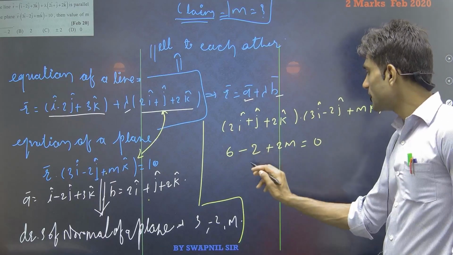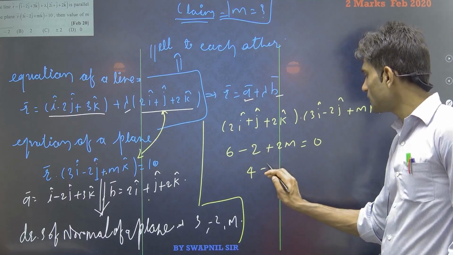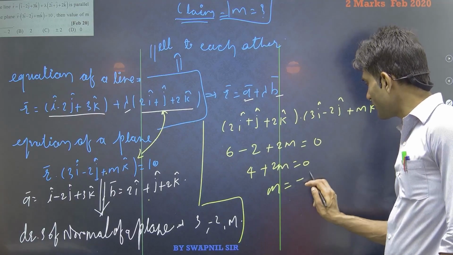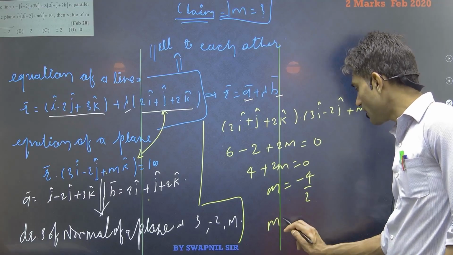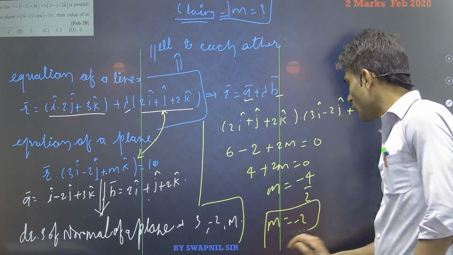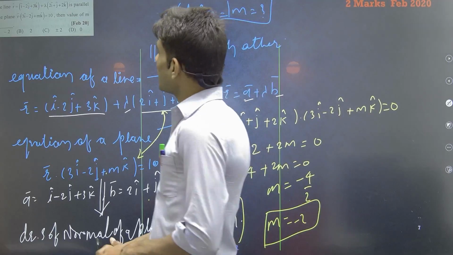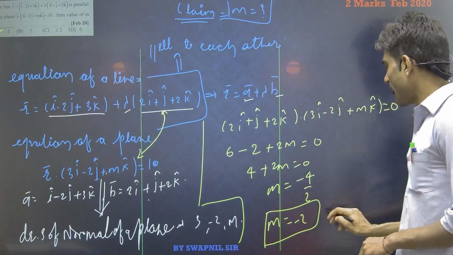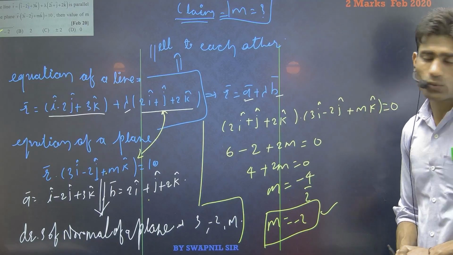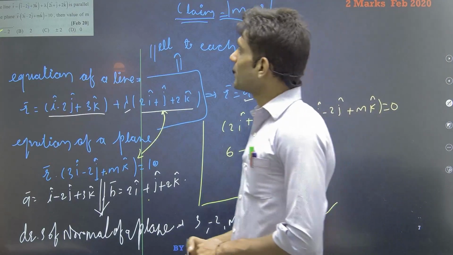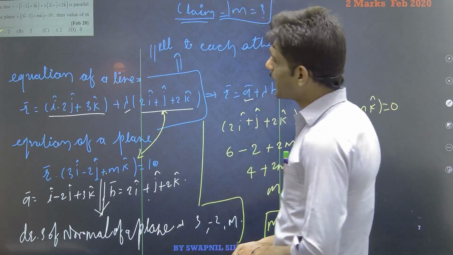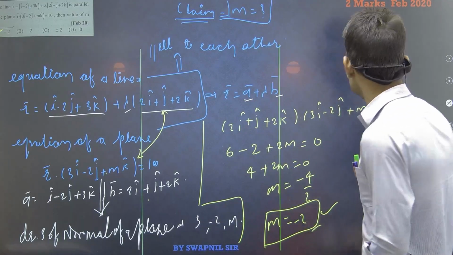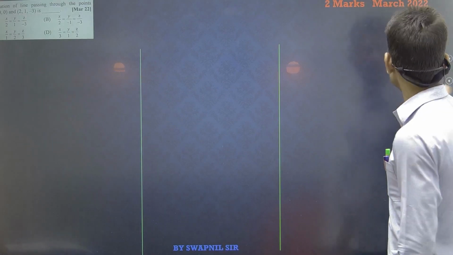So 6 minus 2, we can write as 4 plus 2m, which is equal to 0. So m is equal to minus 4 divided by 2, and we can write m is equal to minus 2. This one is our required answer. So our option A gives us m equal to minus 2, which is our required solution for our equation of a line. By using the equation of a line and a plane, I found the value for m as minus 2 here. I hope you all have understood this solution.